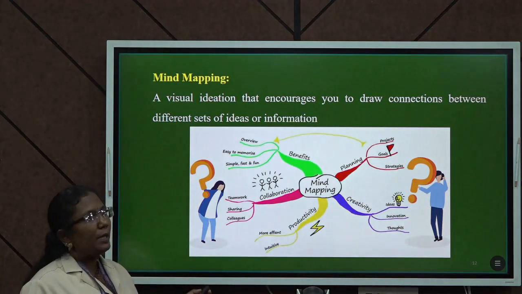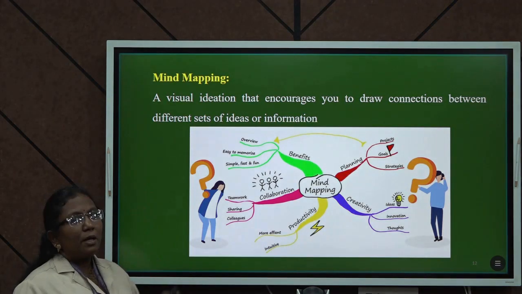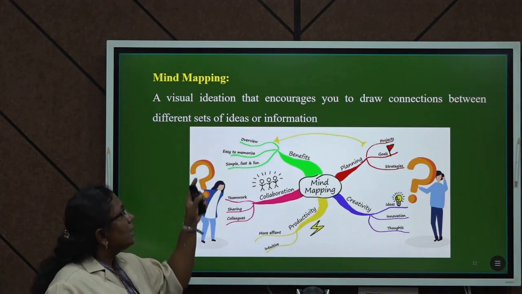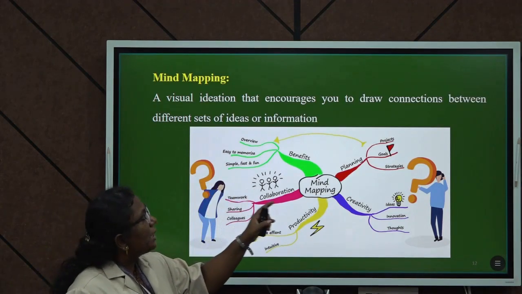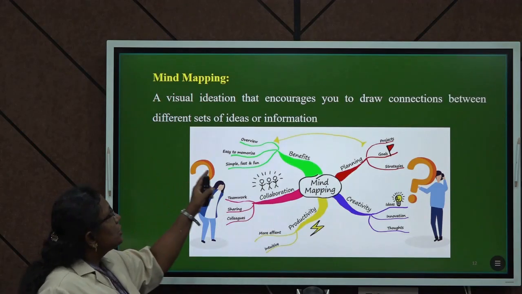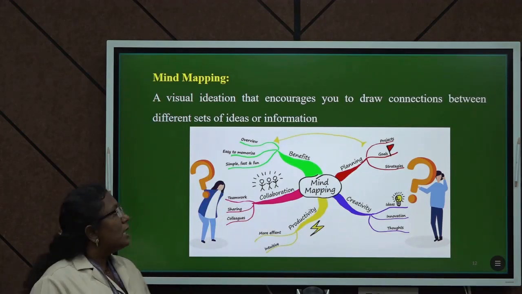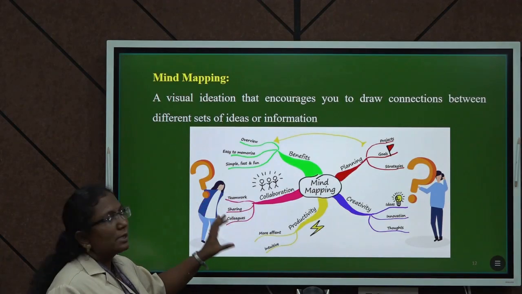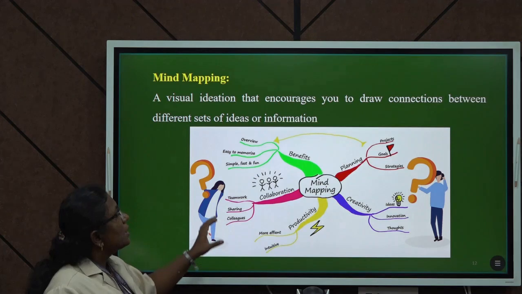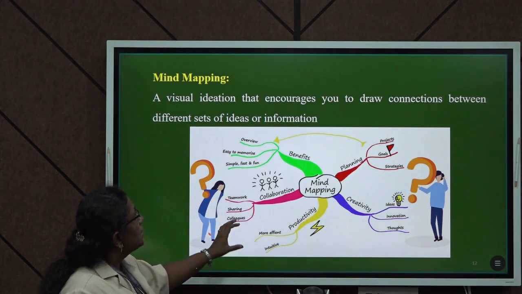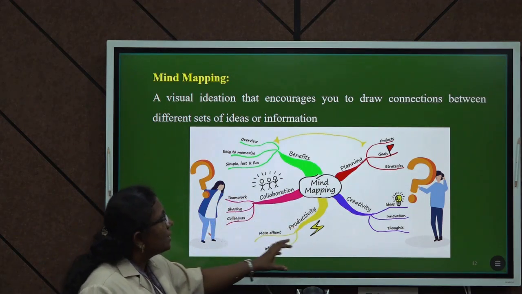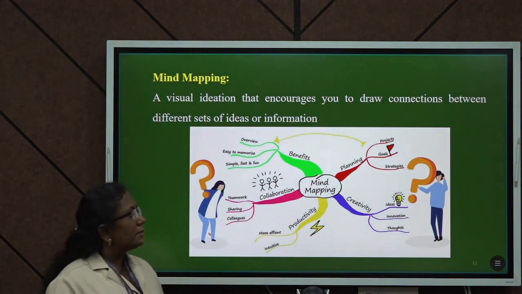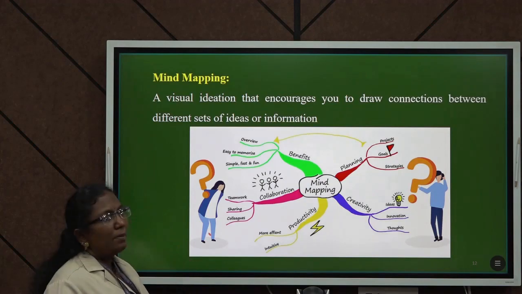technique for the ideate process is mind mapping. Mind mapping is a visual ideation. It mainly encourages you to draw connections between the different sets of ideas or information. Mind mapping is a visual process as well as a pictorial representation. Here they connect the different sets of ideas that are gathered together, one with the others. So this is about the mind mapping process.